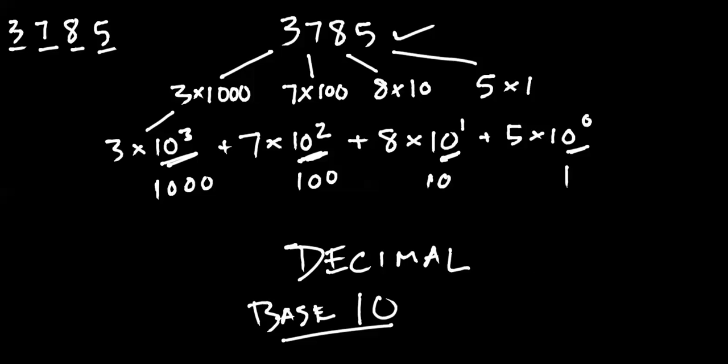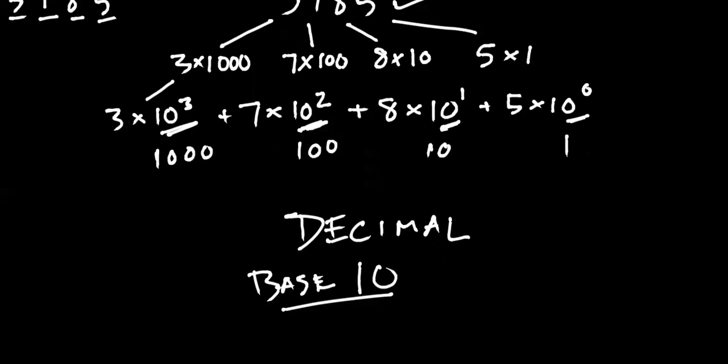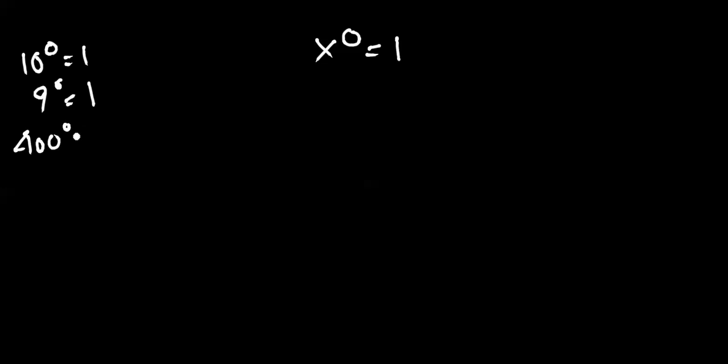All right, I'm going to show you one more thing, and we're going to wind down this video and go over to the next step, which is going to be binary. But a number, x to the 0, is always equal to 1. 10 to the 0 equals 1. 9 to the 0 equals 1. 400 to the 0 equals 1, and so on. And let's take a quick look at why something like this is true.